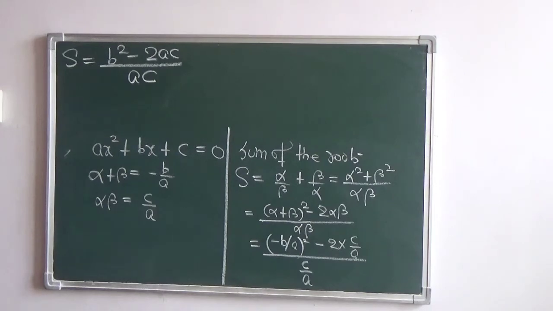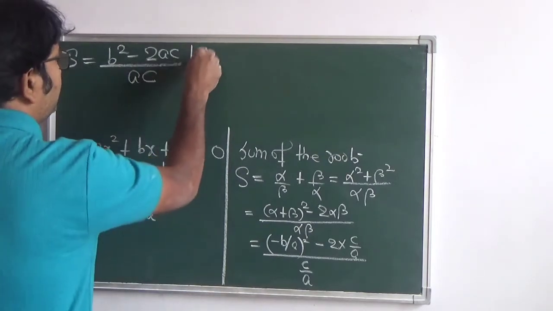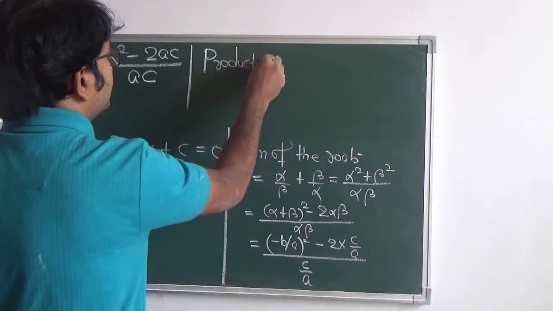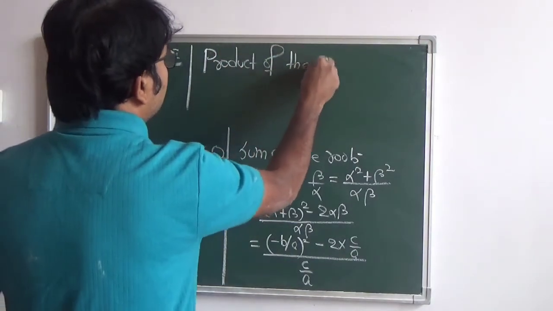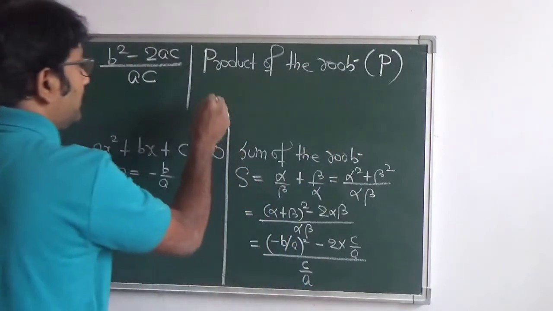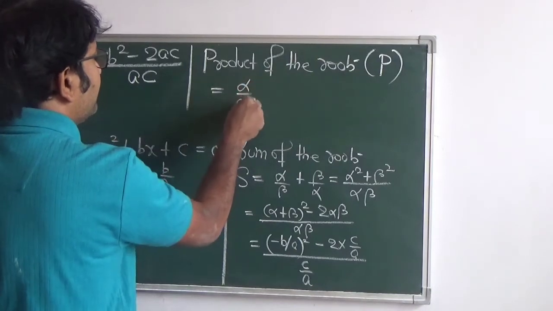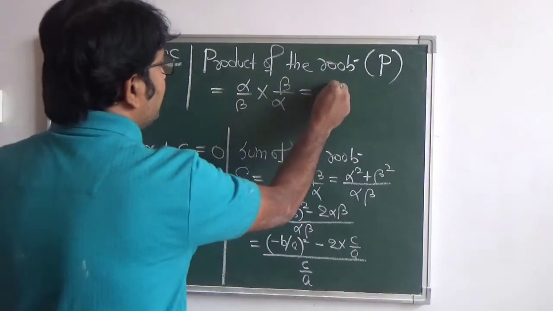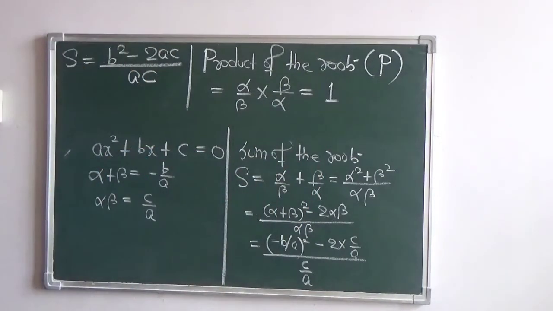Now what is the product? The product, suppose it is P, is equal to alpha by beta into beta by alpha. So it is cancelling out, and we are getting directly the value, which is equal to 1. We are getting the value of the product of the roots as 1 because they are cancelled out. So alpha plus alpha by beta into alpha beta is equal to the given value.